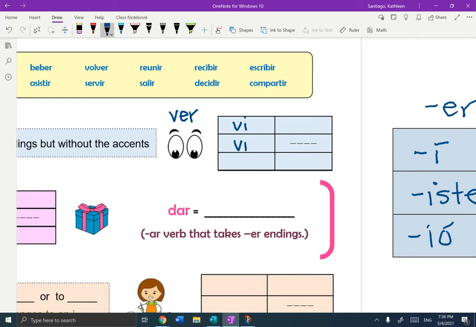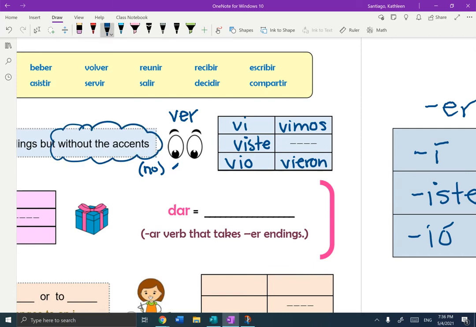Vi, viste, vio, vimos, vieron. What are you noticing? Right? There, no accents. It's written right here without the accents. Okay, so I saw, yo vi. You saw, tú viste. He saw, vio.